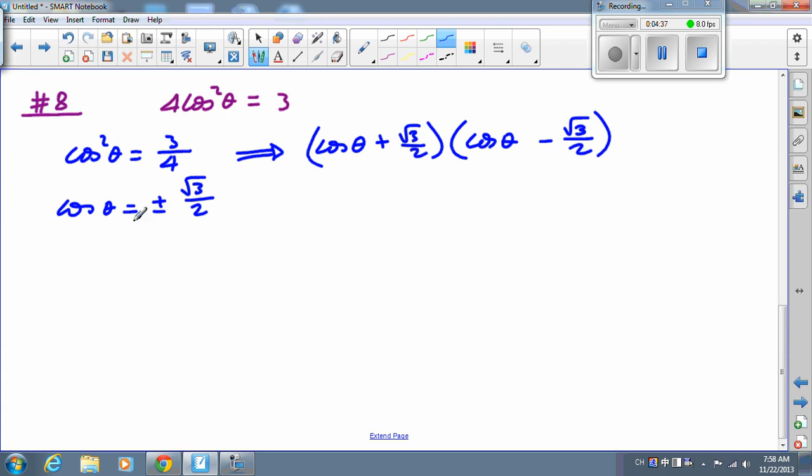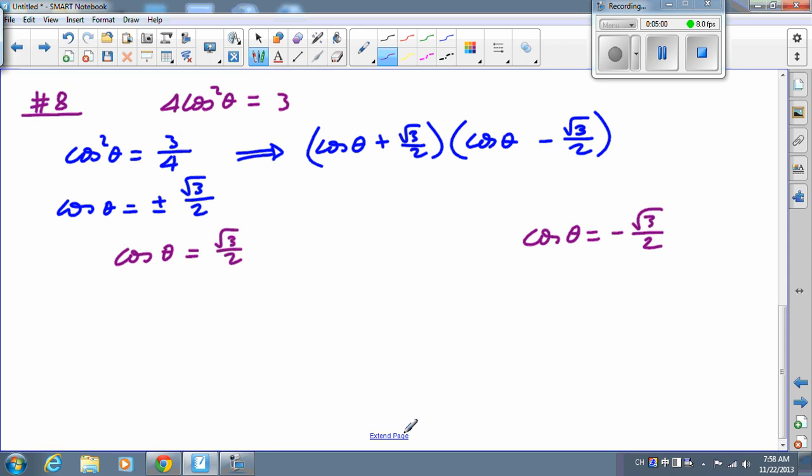I believe it's easier to forget the sign on this one. So if you can factor, that'll be your best route. All right, from here, I will split it in two. So I will solve the case where cosine of theta is equal to square root of 3 over 2. And I will also solve the case where the cosine of theta is negative square root of 3 over 2.